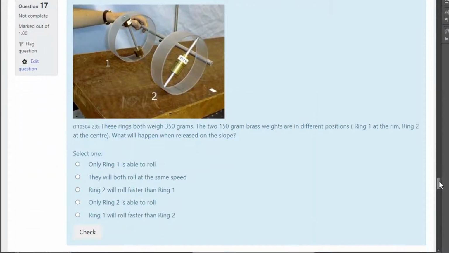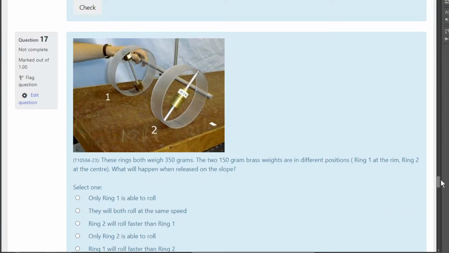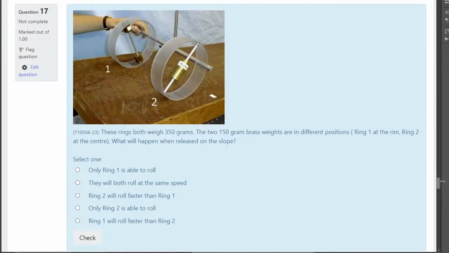Another mass moment of inertia question here: what happens when you let these go and they roll down the hill? First of all, they weigh the same. It's just whether you put the brass cylinders towards the outside or towards the inside. When they're on the inside, this one has a low mass moment of inertia. And when you put them to the outside, it has a high mass moment of inertia.